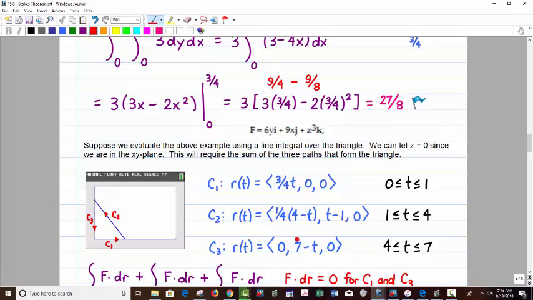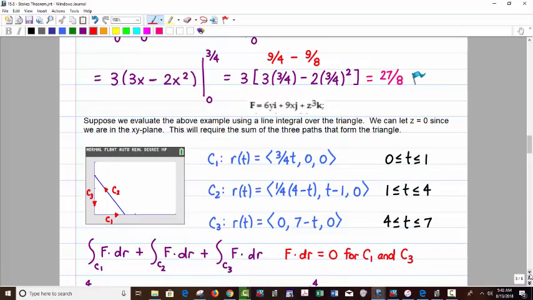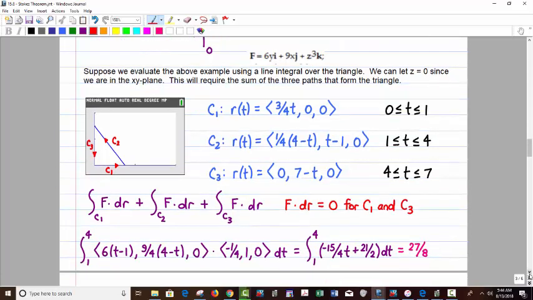And the same logic applies for C3. You plug the y in right there, so you're going to have something here. You plug in x, you get 0. And you plug in the z, you get 0. So when you dot it with the derivative of this, which is 0, negative 1, 0, you're going to get 0 there also. So that one ends up working out where you only needed to do C2. But anyway, I did C2, f dot dr, and I got 27 over 8, which was the same answer we got using Stokes theorem.